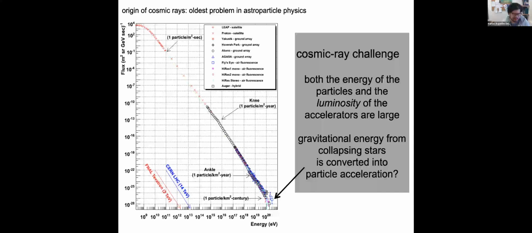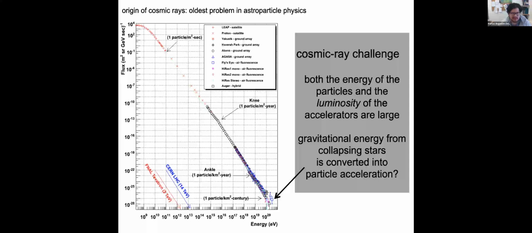But when we're talking about neutrino astronomy in this lecture, we're thinking about neutrinos that are very high energy. These neutrinos are produced in the highest energy collisions. And one of the oldest problems in particle astrophysics is the origin of cosmic rays.